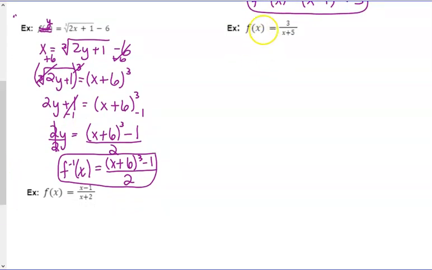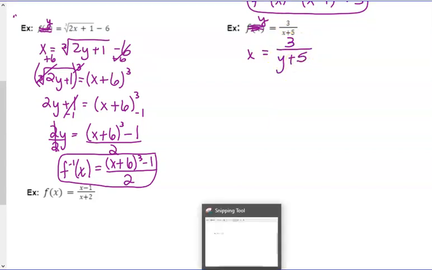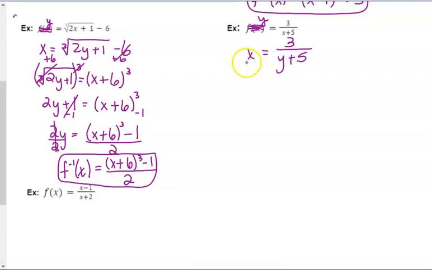So I'm going to do the exact same process. Make that a y, then switch the x and y's. And so we end up having x equaling 3 over y plus 5. Now, I've got to get y by itself. And y is in the denominator. So sometimes this is a little tricky for some people. I'm going to put that x over 1.